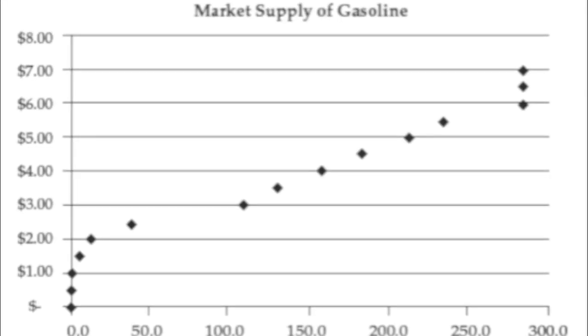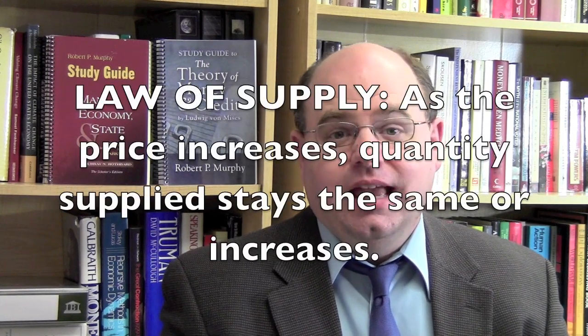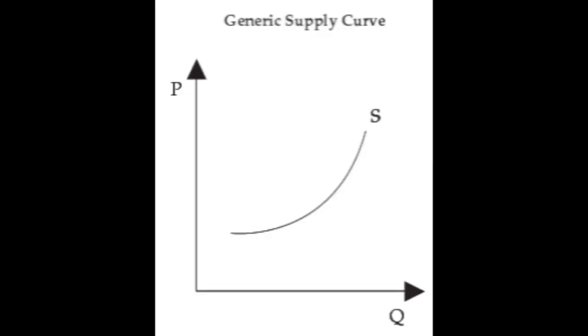Okay, so then in the book, we just walk through plotting the supply schedule to give you the supply curve. And then here we see what's called the law of supply. And as you may be able to guess at this point, the law of supply just says, as the price increases, the quantity supplied either stays the same or increases. So in graphical form, the law of supply says that supply curves are upward sloping. And then, of course, the generic supply curves that we draw would just be a nice curve that's upward sloping, or just a straight line that has a positive slope.